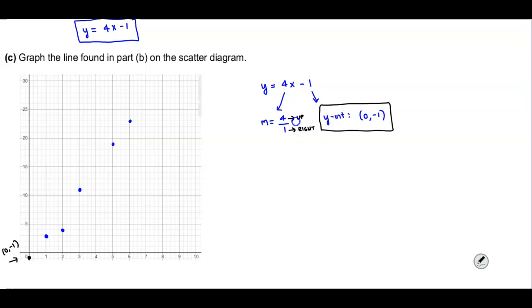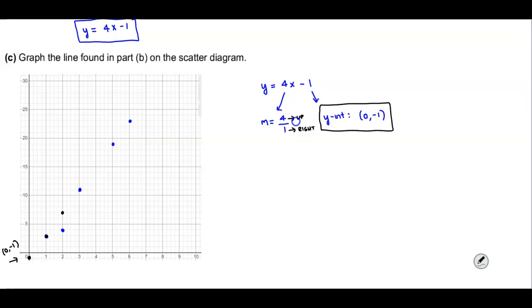So from this point, we're going to go up 4: 1, 2, 3, 4, and then to the right 1. So there is our first ordered pair. And then from here, again, we're going to go up 4: 1, 2, 3, 4, and then we're going to go to the right 1 unit.